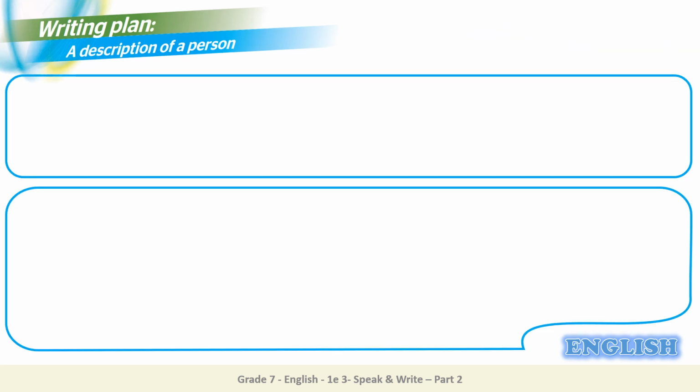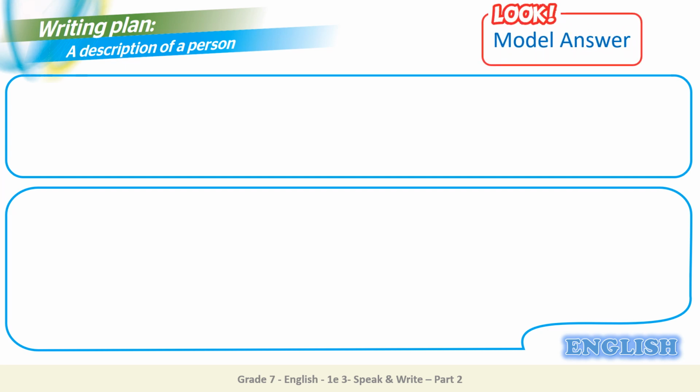Now, this is the final step to complete the writing task. We take the plan and use it to complete the task. And this is the model answer about how to do that. And remember, when you use the sentences, remember to use the connecting words to make a paragraph. Paragraph one.